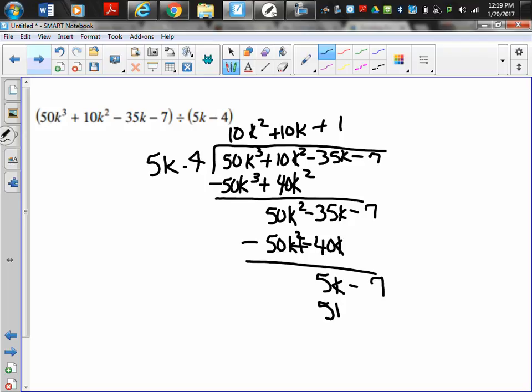1 times negative 4 is negative 4. But when I subtract, it means take the opposite of that one, the opposite of that one. So negative 7 plus 4 is negative 3. Can I go any more? No. So my answer is 10k squared plus 10k plus 1, remainder negative 3.